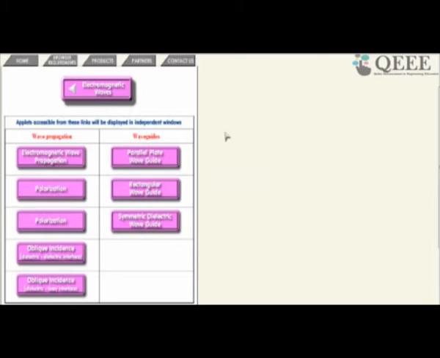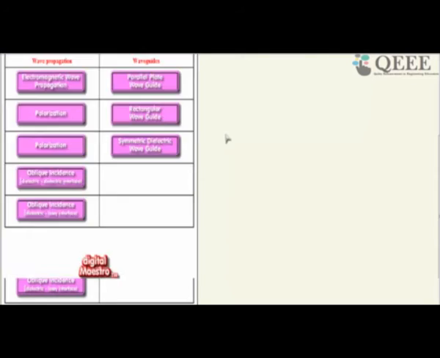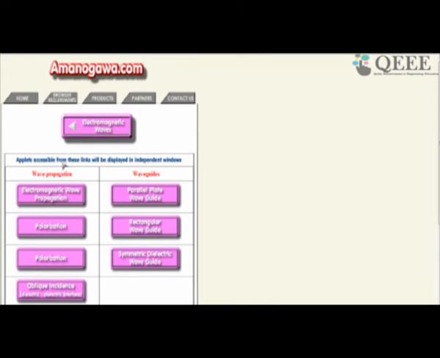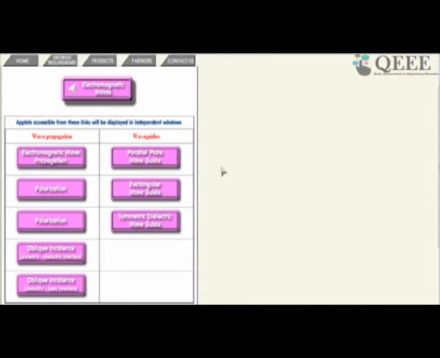So, like this, I am sure you have a lot of electromagnetics to learn, and these are some of the simulation tools, simulations or animations as Java applets, which will help you to visualize the electromagnetic field and understand it.